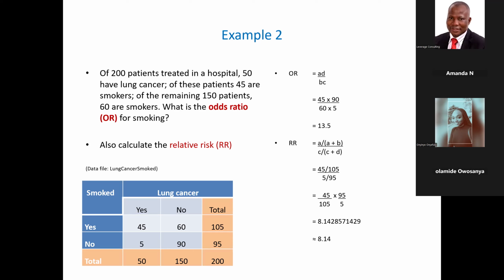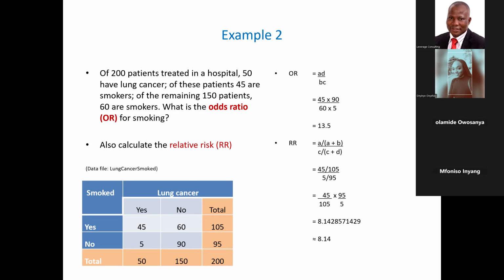Are you following? The risk of smoking is 45 over 50. The risk of not smoking, which is 1 minus the risk of smoking, is 5 over 50. What is the odds of smoking? I've already told you that odds is risk over 1 minus risk. Odds is the probability of the event over the probability of the event not happening.